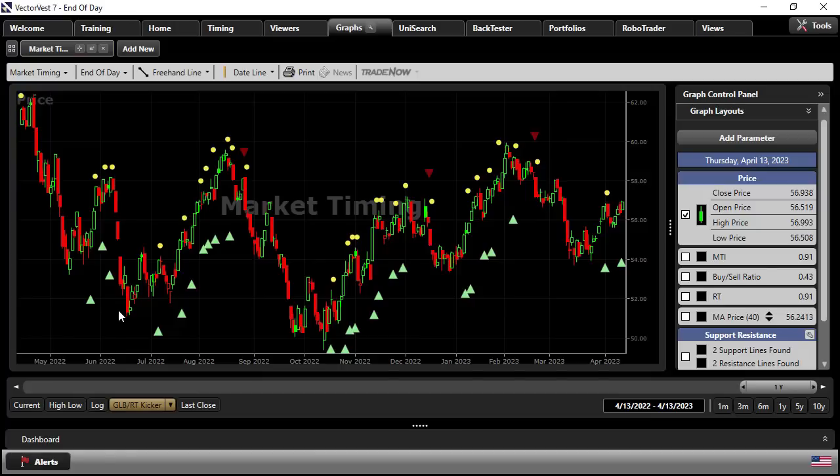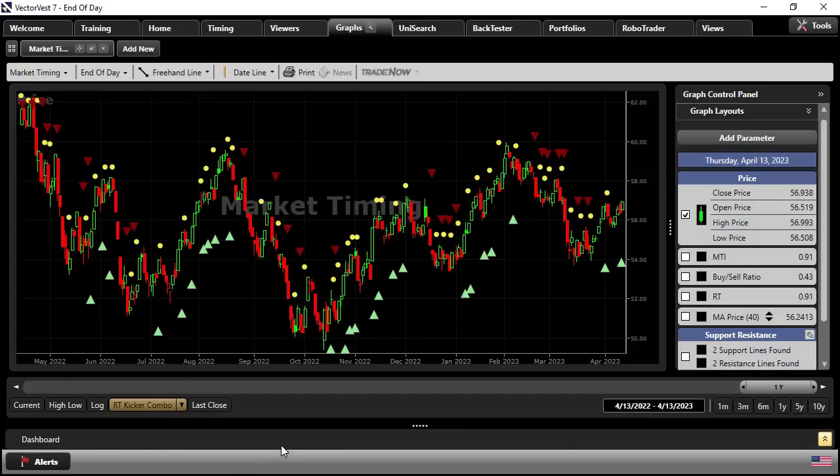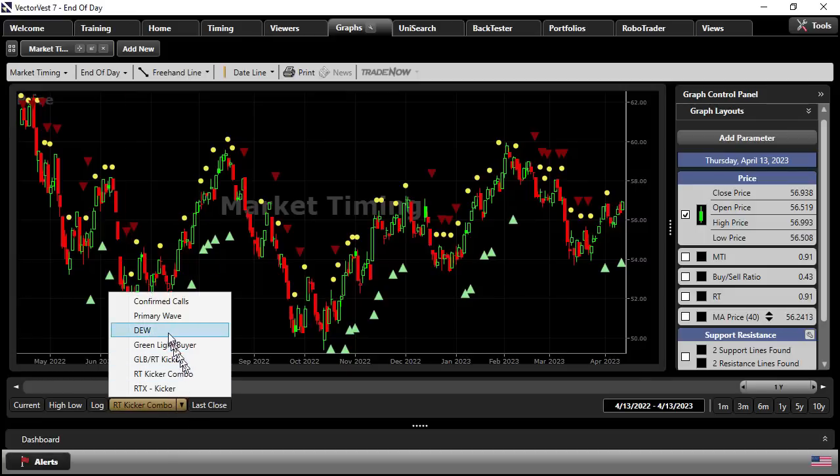How might I protect myself from those pullbacks on a rule-driven basis? Well, I do have the RT kicker combo signal, which confirms the red lights with accelerating momentum to the downside to confirm those red lights. And that does a pretty good job, although I noticed in this first severe pullback, we got the signal a little late at the bottom of that pullback. Let's take a look at the DEW.